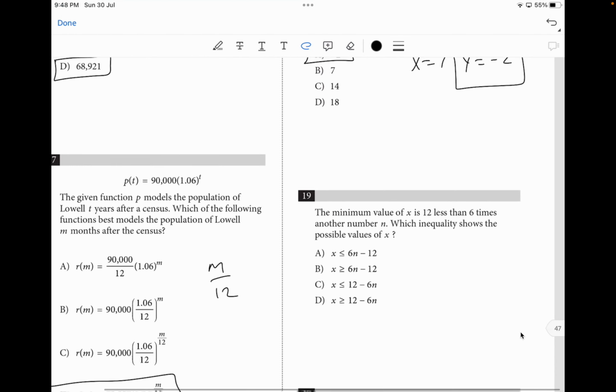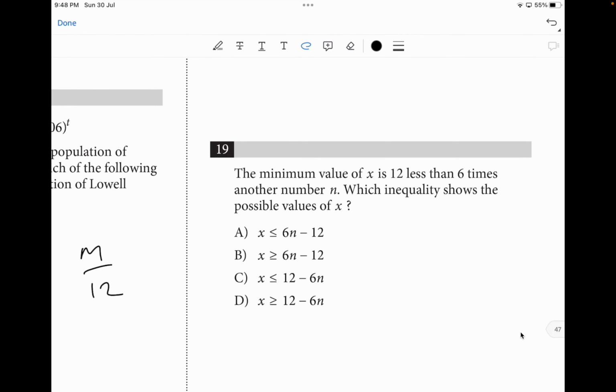Okay, let's move on to question number 19. The minimum value of x is 12 less than 6 times another number n. Which inequality shows the possible values of x? You can see that the minimum value of x is 12 less than 6 times another number. Since they're using less than, we can choose options A or B.